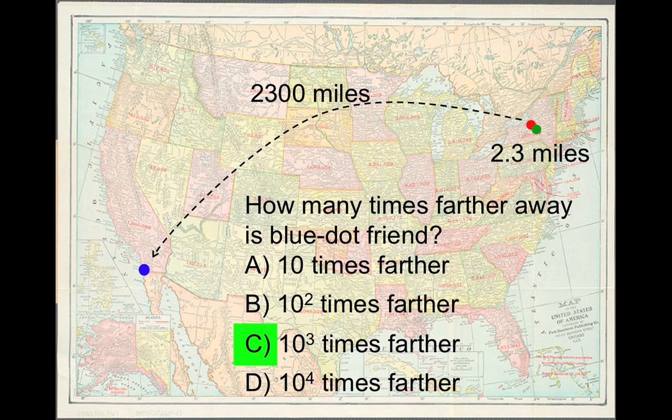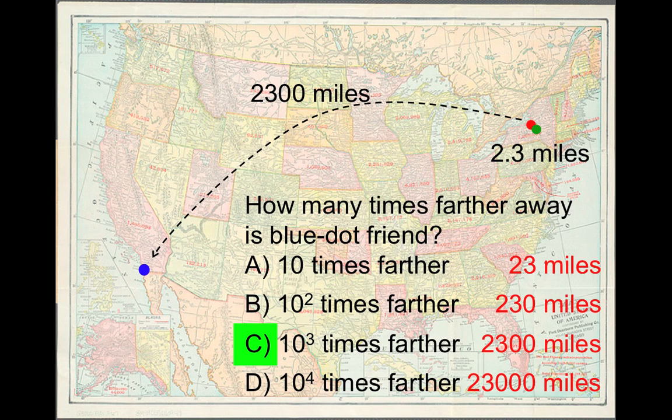Hopefully you weren't thrown off too much by those exponents. 10 to the second power in choice B means 10 times 10. So choice B was saying 100 times farther away. Choice C is saying 1,000 times farther away, because it means 10 times 10 times 10. So if your friend lived 10 times farther away, he would live 23 miles away. 100 times farther would be 230. 1,000 times farther is what we wanted, 2,300.